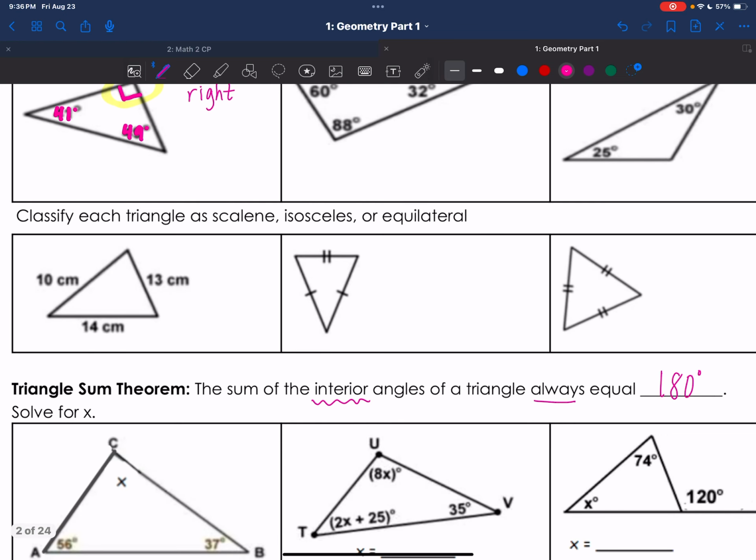All right, we're going to come over here, and we're going to label it by the sides. So we need to look at the side lengths and see what is equal, or which ones are congruent, excuse me. So now let's look here. If I were to look at scalene, isosceles, or equilateral, let's look at the sides. I have 10 here. I have 13 here. And I have 14 here. So 0 sides are congruent, so that means that this is scalene.